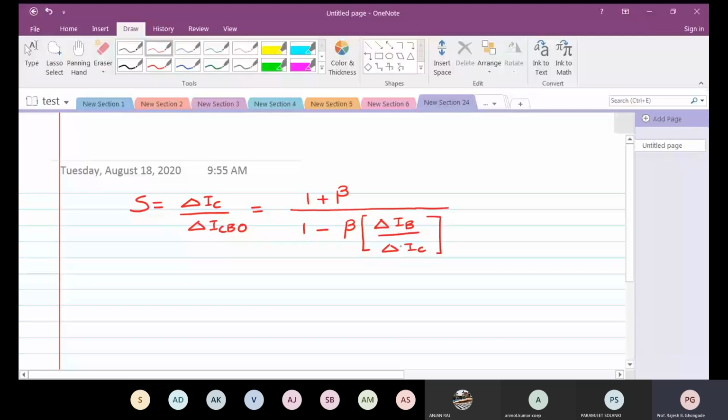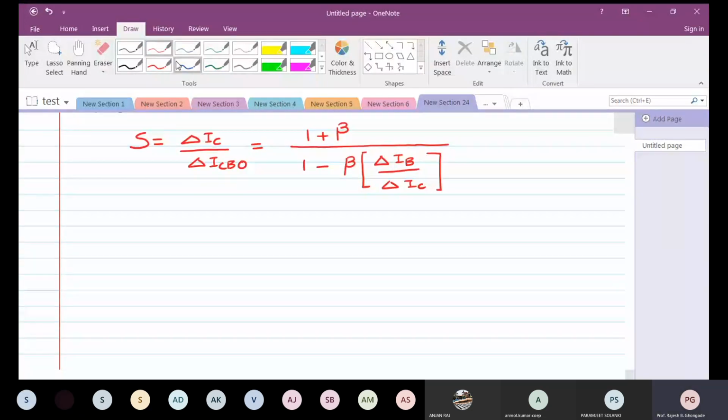Now this delta IB by delta IC is the only factor which is going to change. Everything else remains the same, and that will be different for every circuit that we have seen. So in this lecture, we have to derive an expression for delta IB by delta IC for each of the circuits that we have already studied. So we start with the very first one, the stability factor for fixed current bias.